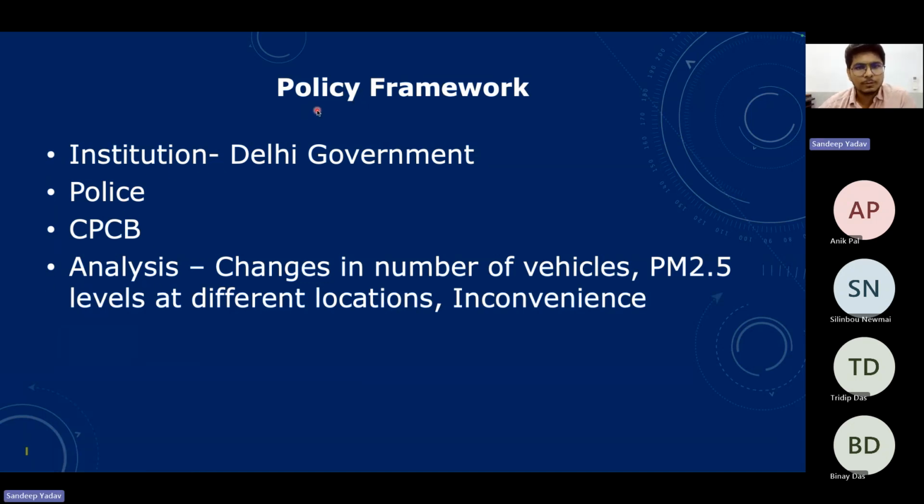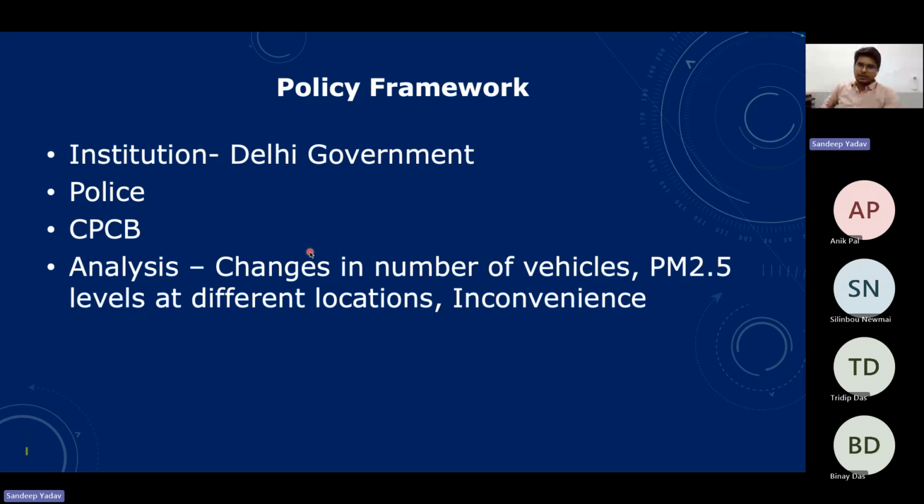Yes. So there are a few policy frameworks for which examples have been taken. An institution taken is the Delhi government. Police and CPCB analysis has been done for the number of vehicles. That is an example of a policy framework implemented by the Delhi government, the odd-even analysis before the COVID time.